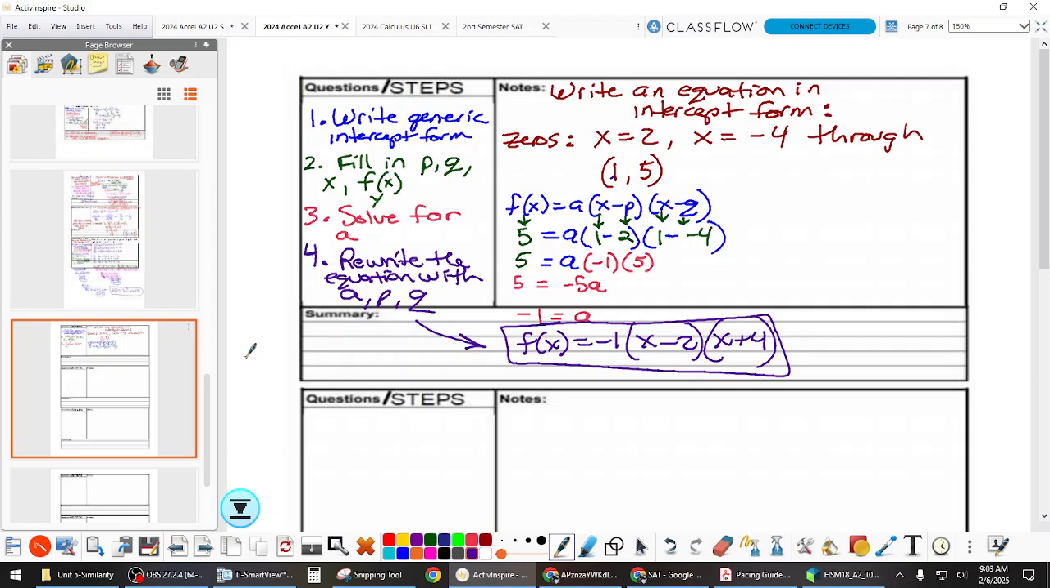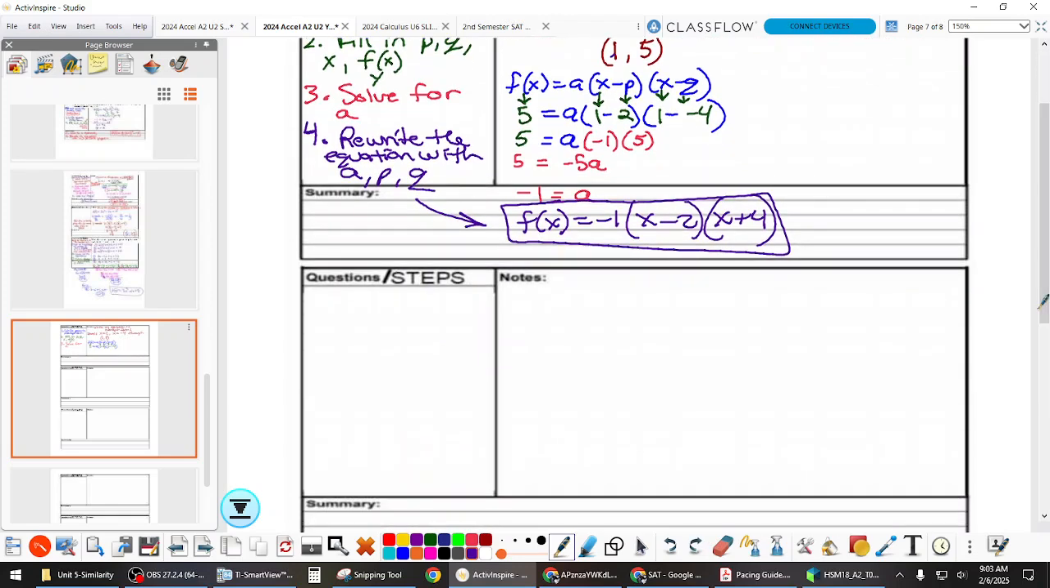Okay, let's do an example of finding the vertex. Let's not do 1, that's boring. Let's do 6. Okay, so we know the vertex is where? Well, the x coordinate at least.